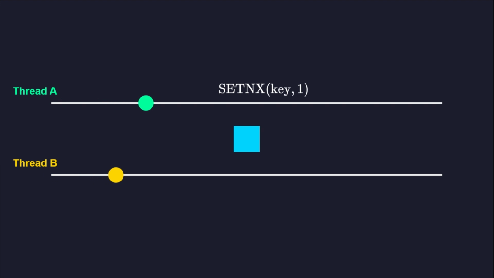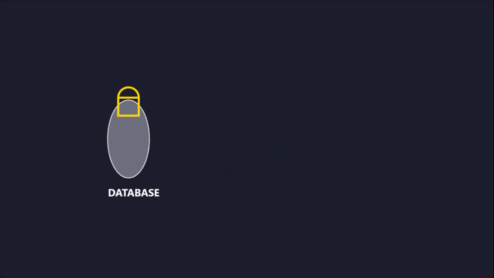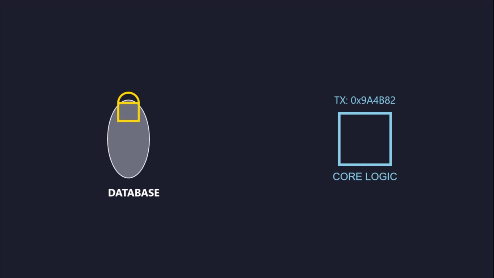Checking for the key and marking it as started must be an atomic operation. Use set-if-not-exists commands in distributed caches to avoid race conditions between threads. Once the lock is secured, the server executes the core business logic, such as charging a credit card or updating a ledger within a standard database transaction.